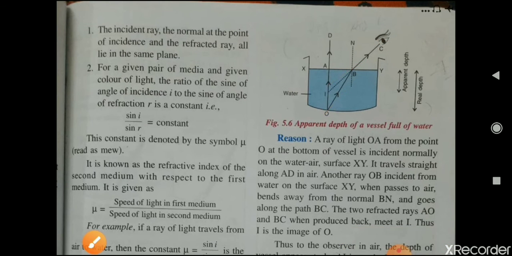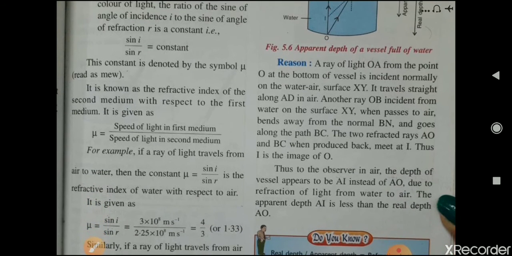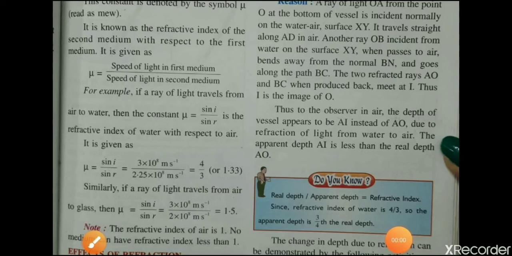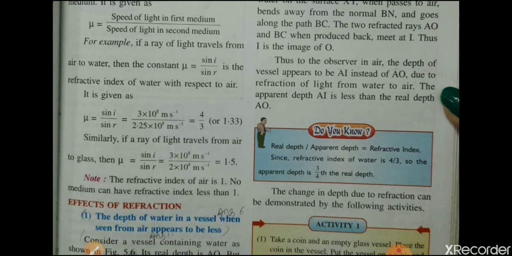The depth will appear AI due to the refraction of light from water to air. And why does it happen? Because of the refraction of light from water to air. The apparent depth AI is less than the real depth. Okay, this is why the depth of water when seen from air appears to be less.